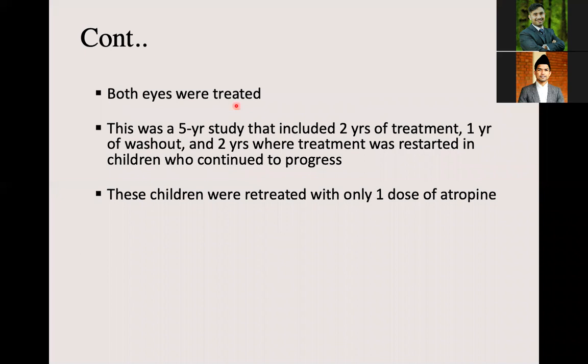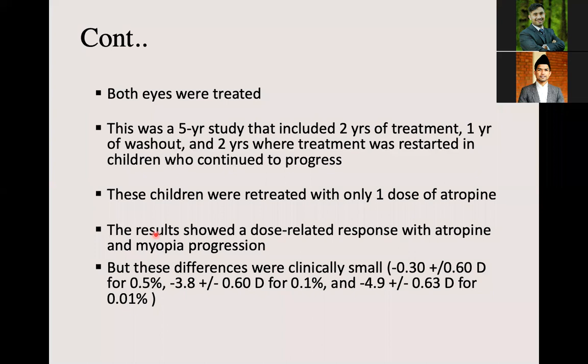This was a 5 year study that included 2 years of treatment, 1 year of washout period, and 2 years where the treatment was restarted in the children who continued to progress. These children were retreated with only one dose of atropine. The results showed a dose related response with atropine and myopia progression, but the differences were clinically small.